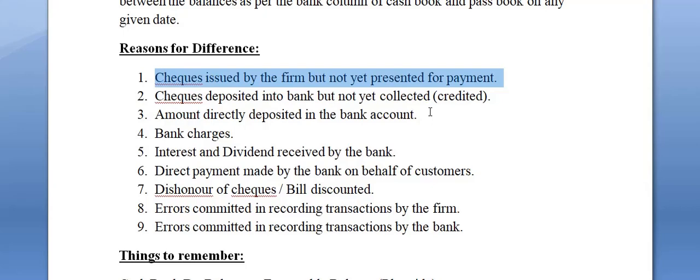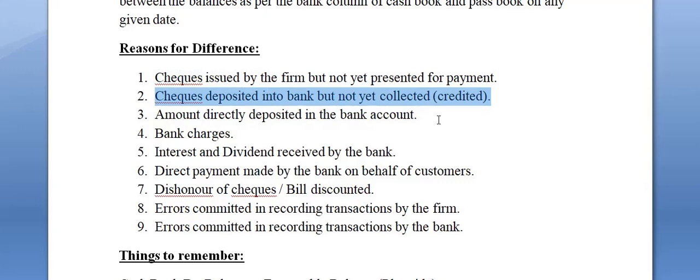Now again, same thing, checks deposited into bank but not yet collected or credited. So whenever you deposit a check into the bank for collection, the same day it may not be collected, or maybe it will take 2-3 days, and in between, if you are matching your passbook and the cash book, then you will find the difference. Because whenever you deposit a check in the bank, you record it towards the debit side in the cash book.